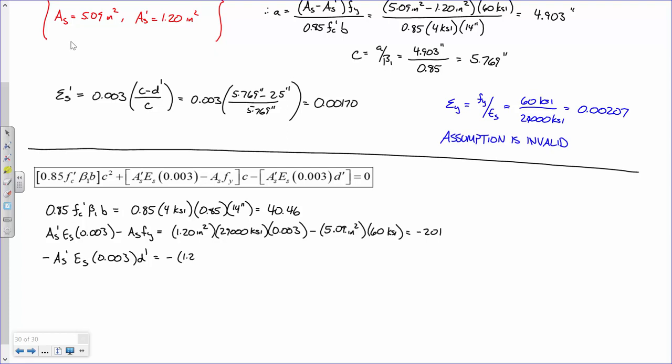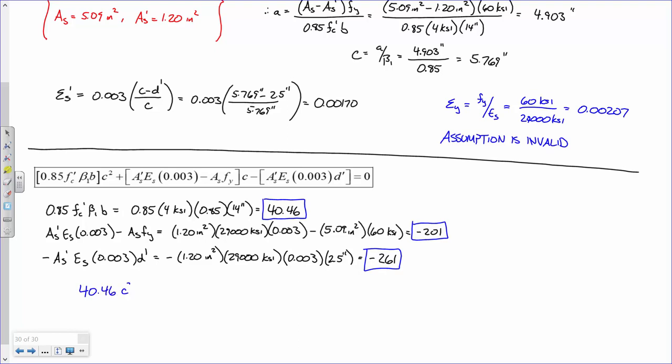So minus 1.2 inches squared, 29,000 ksi, 0.003 d prime is, I'm sorry, 2.5 inches. Minus 261. Okay, seems like there's a lot going on here, so why don't I do this? So we got this number, that number, right? There's your equation, right? Everybody in here with the Casio FX-115ES Plus should be able to solve that like that, right?